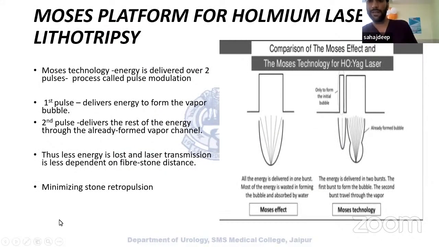Comparison of Moses effect and Moses technology. In Moses technology, pulse energy is modulated in such a way that there is better target and laser interaction. The first wave delivers energy to form a vapor bubble through which the second wave travels and targets the stone. In this process, less energy is lost and laser transmission is less dependent on the fiber-stone distance. Hence, there is a minimum chance of retropulsion and more fragmentation.